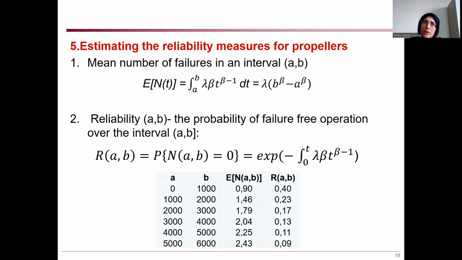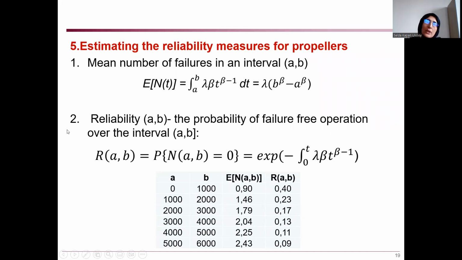On the fifth step, we have to estimate the reliability measures for the propellers. The first measure is the mean number of failures in an interval AB. We can find the expected value of N(T) by integrating the intensity function over the region AB. This way we can find the first reliability measure.